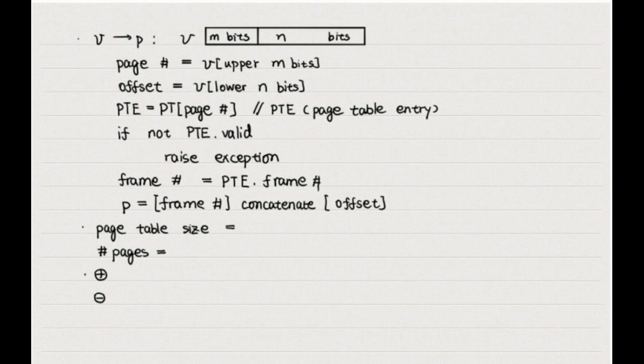As we can see from the diagram, there are 2 to the power of m entries in the page table, so the size of the page table is the number of entries, that is 2 to the power of m, times the size of each page table entry.